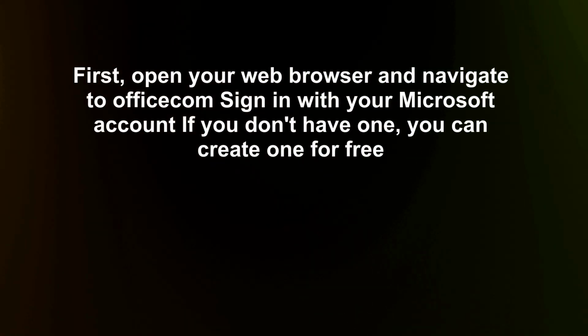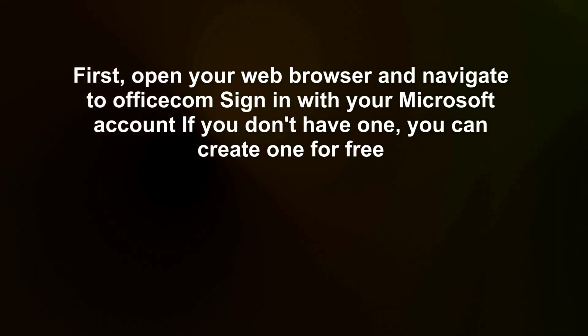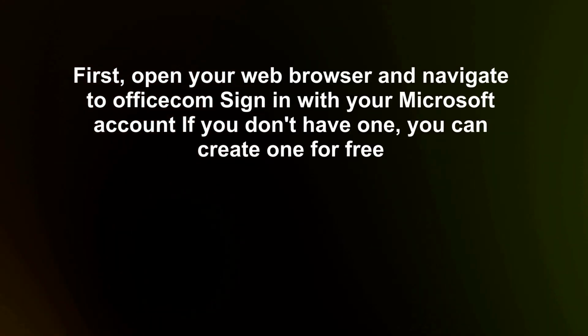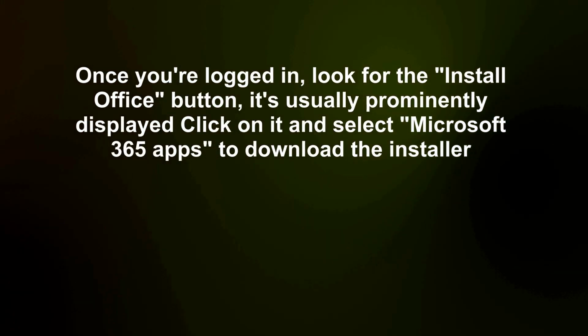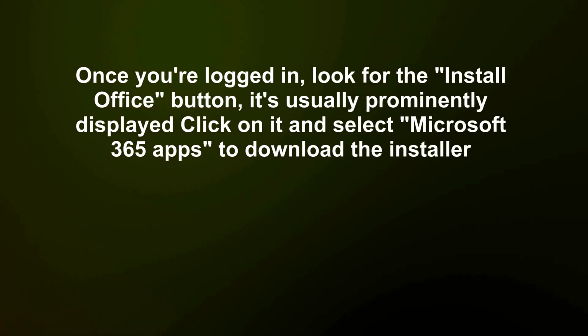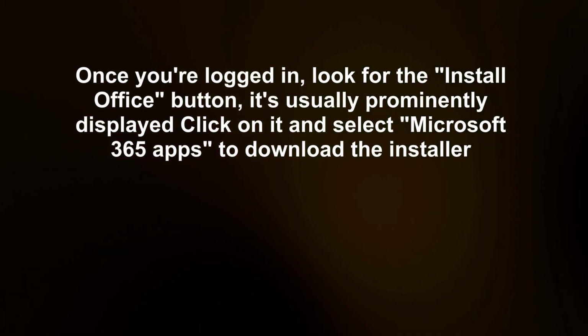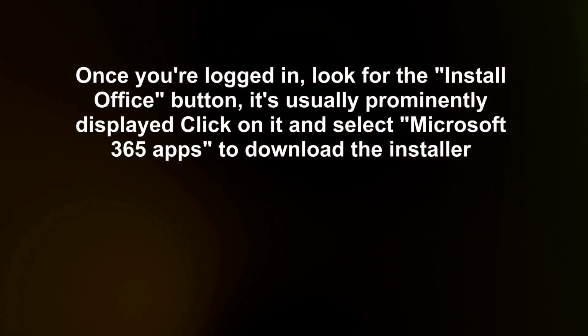First, open your web browser and navigate to Office.com. Sign in with your Microsoft account. If you don't have one, you can create one for free. Once you're logged in, look for the Install Office button. It's usually prominently displayed. Click on it and select Microsoft 365 apps to download the installer.